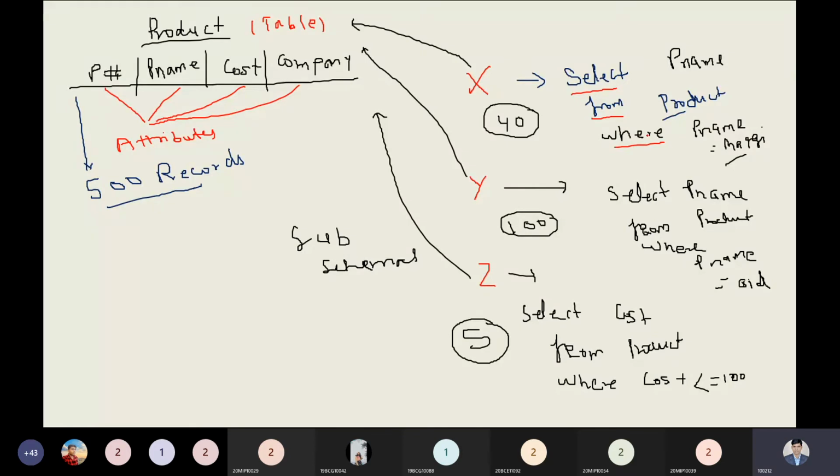X and Y, Z also have their own perception, their own information. So this is the sub schema. X is also having the sub schema because information is displayed in a limited way. Records are also coming in a limited way. Same for Y, same for I, and for the Z.